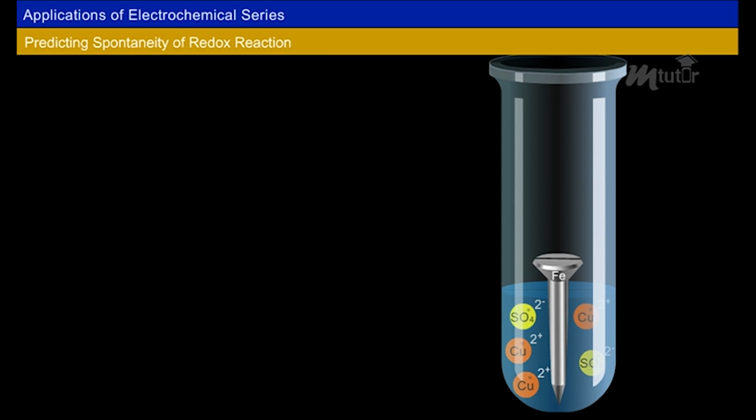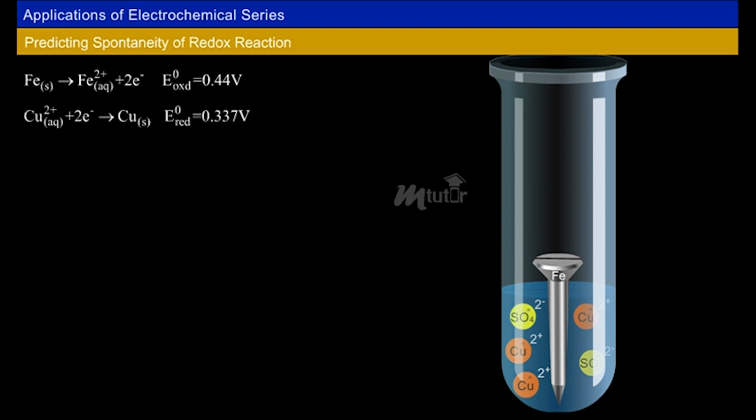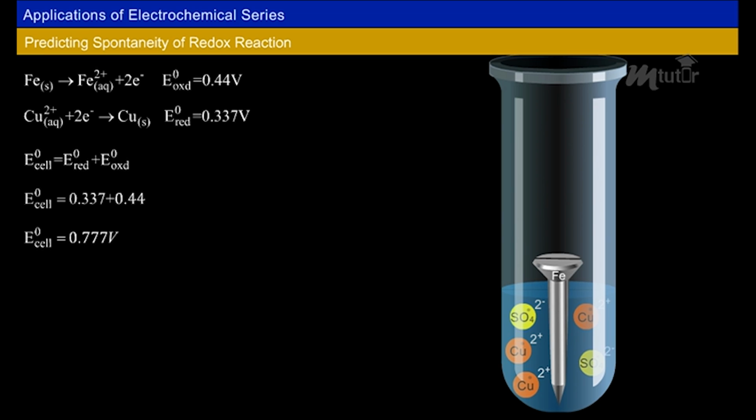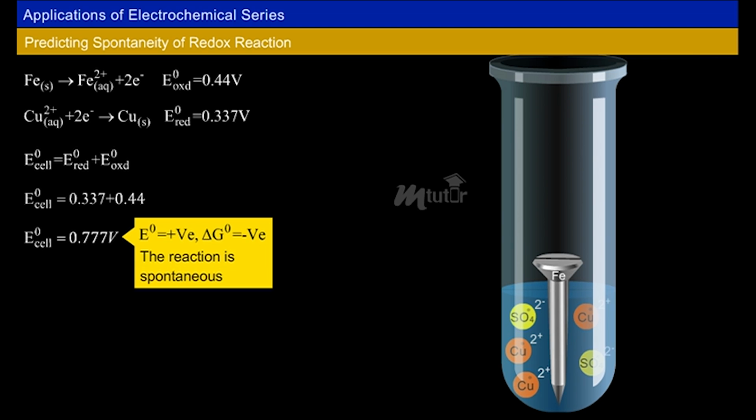In this reaction, iron loses 2 electrons and gets oxidized. The potential value of this reaction is 0.44 volt. Copper gains 2 electrons to reduce. The potential value of this reaction is 0.337 volt. Overall potential value is equal to E naught reduction plus E naught oxidation. Substituting the values, we get 0.777 volts. So, E naught is positive, but free energy change is negative.